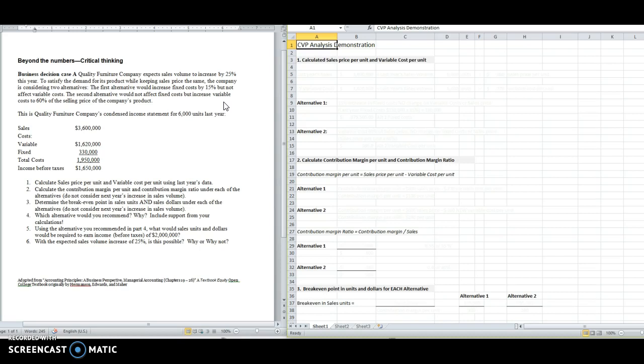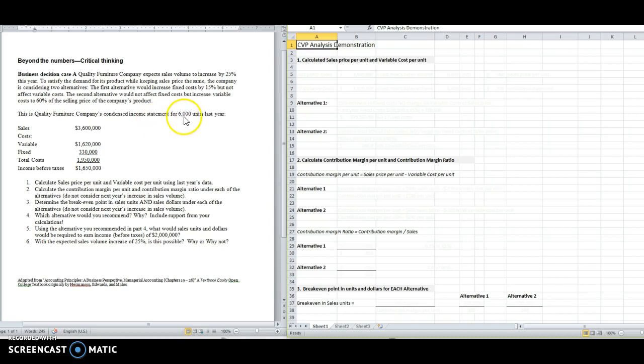It says, to satisfy the demand for the product while keeping the sales price the same, the company is considering two alternatives. The first would increase fixed costs by 15% but would not affect variable costs, and the second would not affect fixed costs but would increase variable costs to 60% of the selling price. So we're keeping the selling price the same.